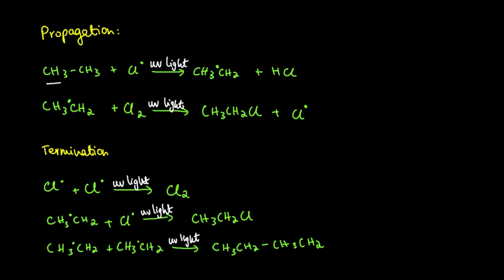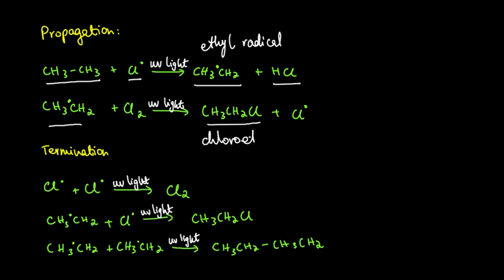Okay, first, the ethane would react with the chlorine radical to produce this radical, and this radical is produced because a hydrogen is lost from the ethane. Okay, and this radical is called the ethyl radical, and it would also produce hydrogen chloride. Then this ethyl radical furthermore goes and reacts with chlorine, which then produces this halogenoalkane, which is called chloroethane, and it also produces the chlorine radical.